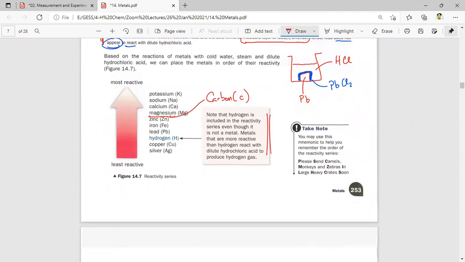Take note, in case some of you still haven't memorized it, there's this mnemonic that you can use to memorize it. Please send camel, monkey, zebra in large heavy crates soon. I do not know what your teacher may have mentioned to you, but there are different ways to remember the reactivity series. But take note, you should remember them.